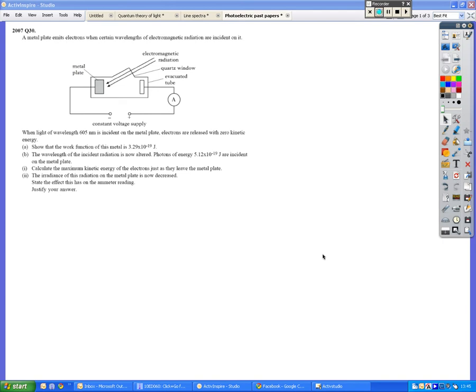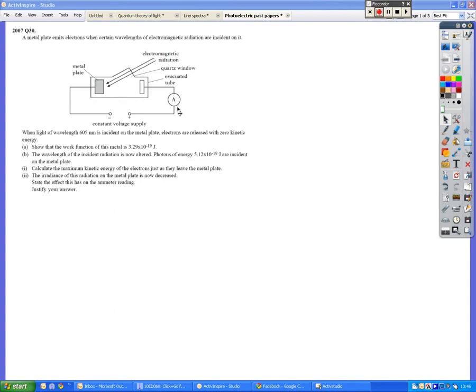Question 30 on the photoelectric effect. So you've got a metal plate that emits electrons when a certain wavelength of electromagnetic radiation is shone upon it. So you're going to get electrons ejected here. That's going to cause a current flow that you can see or read off on this ammeter. When light of wavelength 605 nanometers is incident on the metal plate, electrons are released with zero kinetic energy.